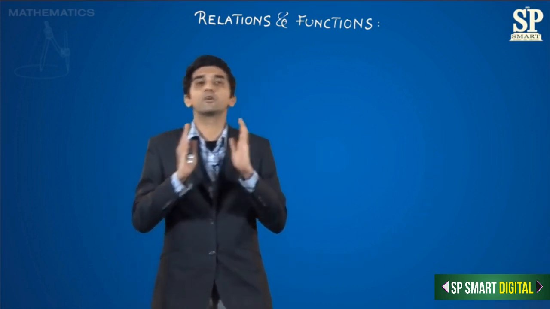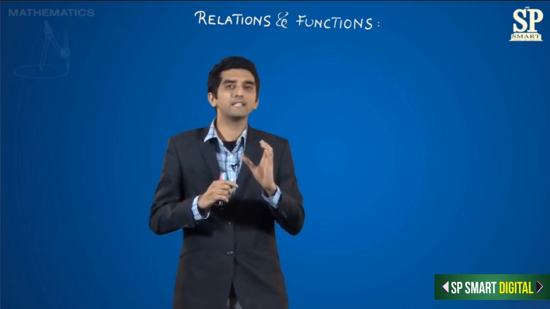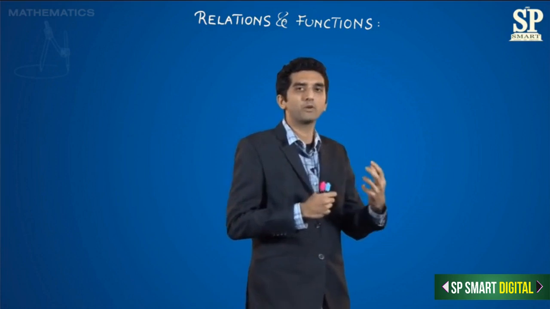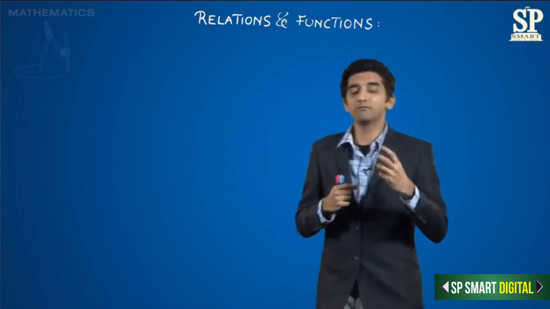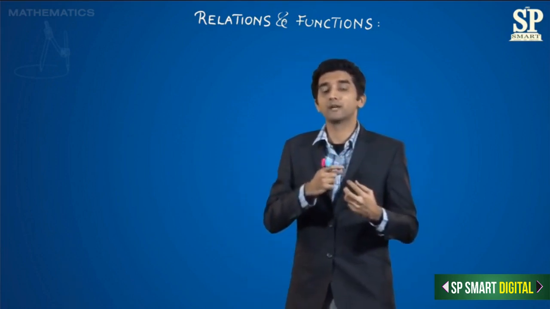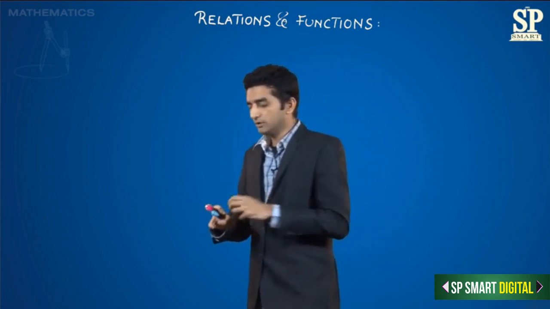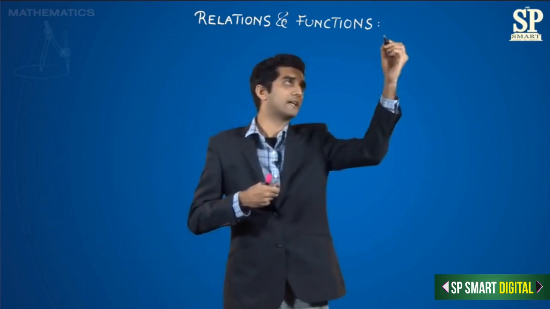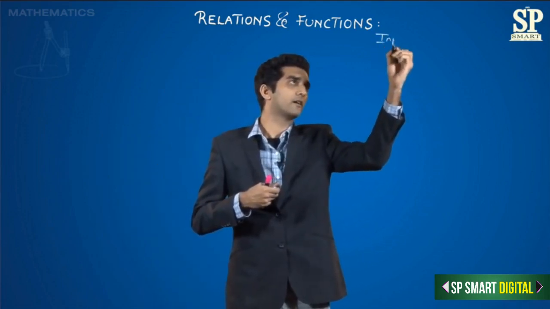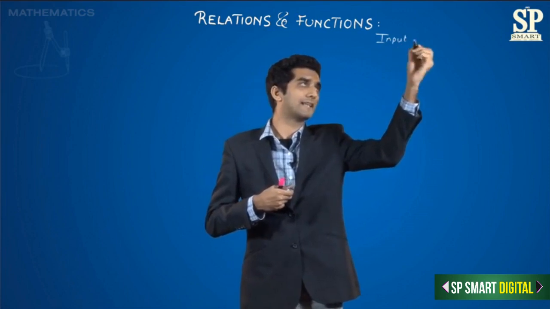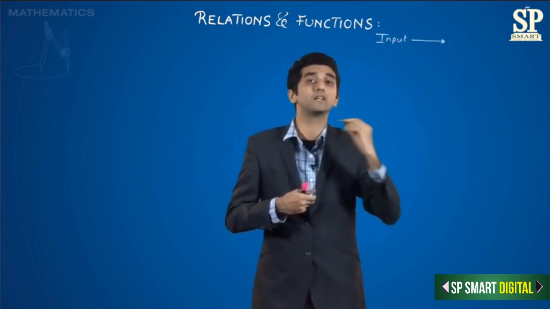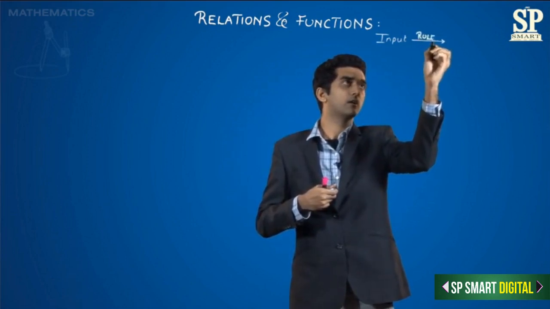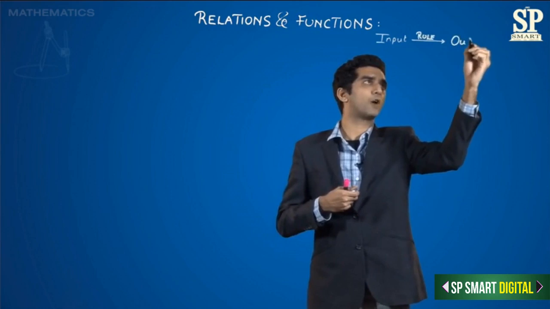That's basically a rule. So that is the key word over here. Relations and functions are nothing but a correspondence between a particular input to get a desired output. So let us try and write this in a simplistic way. There is an input, and on that particular input, there is a rule which gives you an output.